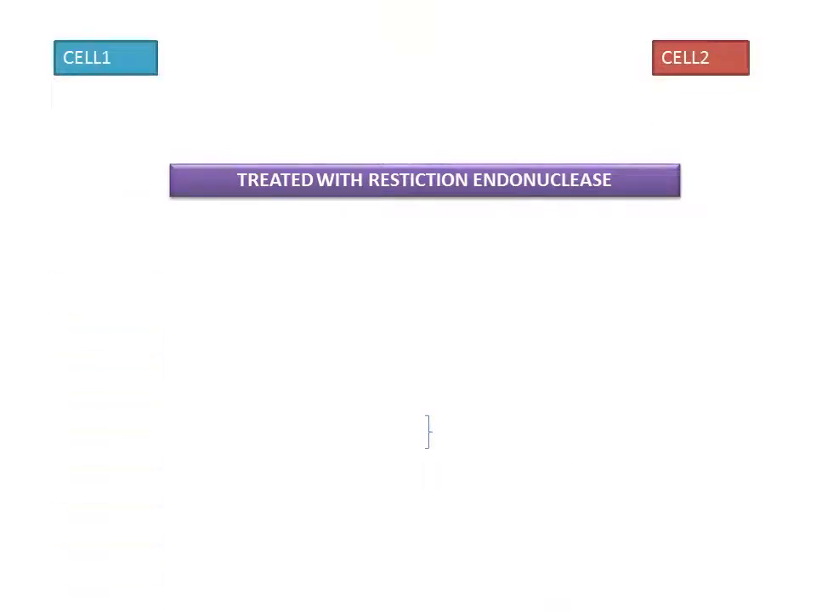Now when we have studied the restriction endonuclease, we have taken two varieties of cell and isolated the DNA. Isolation of DNA is over, then we treat the cells with restriction endonuclease. Remember, cell 1 and cell 2 are of different origins or different varieties, one for our gene of interest and another for the vector. We have isolated our vector, which is also a DNA, and we have isolated our gene of interest, after treating with restriction endonuclease.